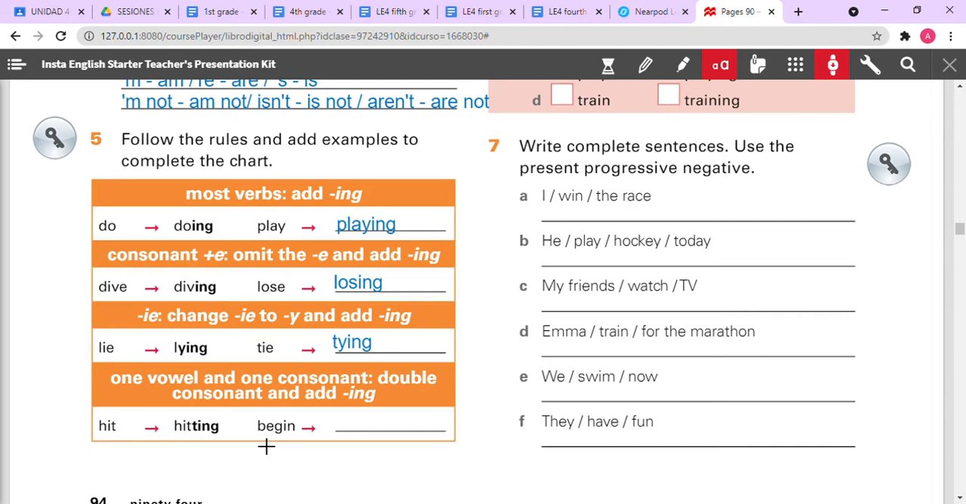For example, in the case of begin, begin has 5 letters. Focus on the last 3. Consonant, vowel, consonant. Consonant, vowel, consonant. I say begin, the last consonant is repeated, and you add ing, beginning. That is the rule. Okay? Remember, most verbs add ing. There is no problem. But if you see those kinds of verbs, like finishing in E, or IE, or consonant, vowel, consonant, that is the idea.